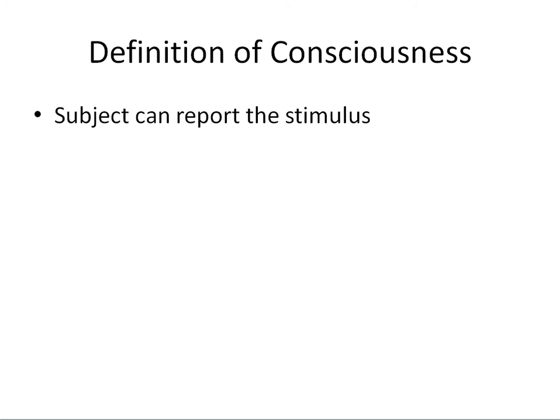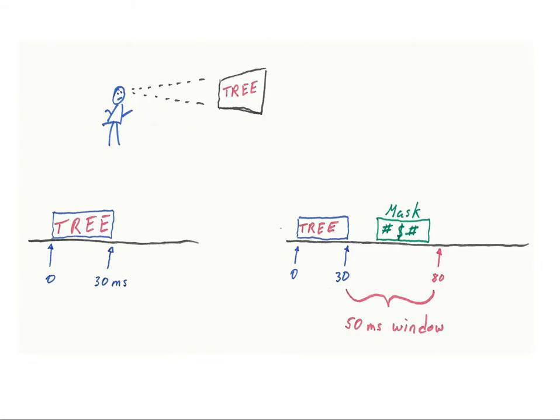Dehaene's going to use a masking procedure. And here is a verbal description of the procedure. I'm going to use a diagram. The subject sits in front of a screen, and on the screen will appear words. Now, if the word is on the screen for at least 30 milliseconds, the subject can report seeing the word, so they can be conscious of the word tree.